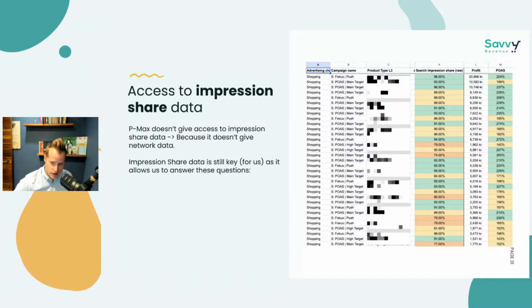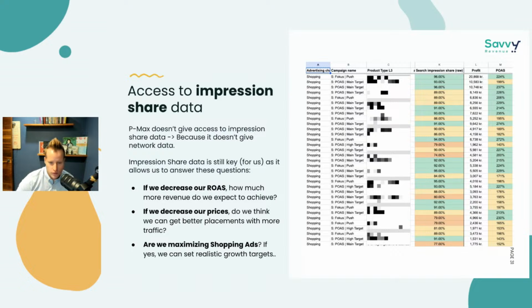Access to impression share data, we don't have that with PMax. For me, this is really, really key, because it allows us to ask and answer the question: if we decrease our ROAS, how much more revenue do we expect to achieve? If we have a 90% impression share, we won't get that much. If we have a 60% impression share, then we can actually get quite a lot. And there are other questions, like decreasing your prices, maximizing shopping ads, and stuff like that. We can ask and answer those questions with impression share data that we cannot get with PMax. There's click share, but it's not the same thing.